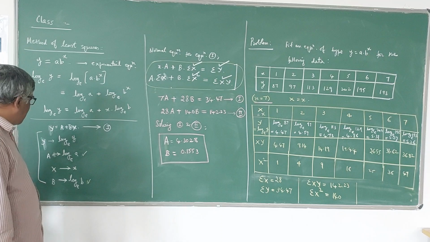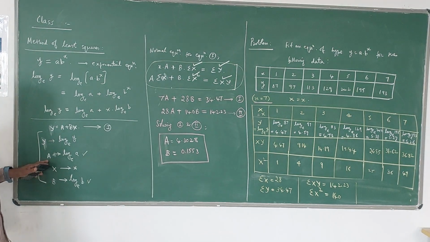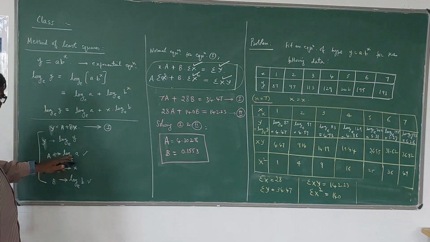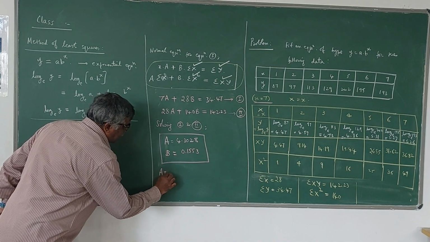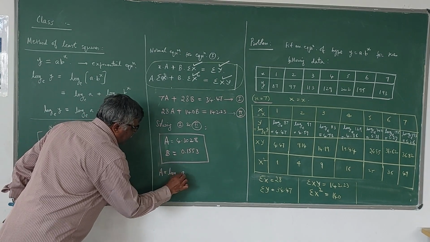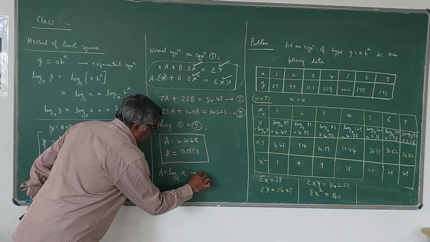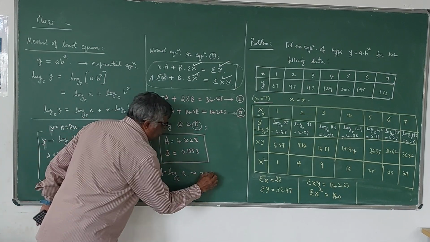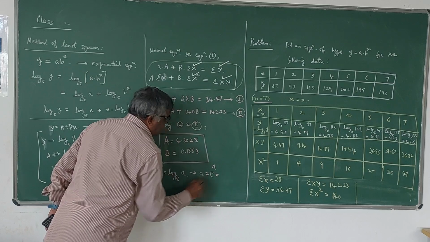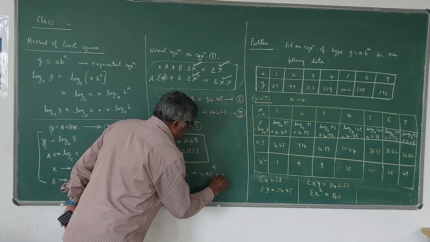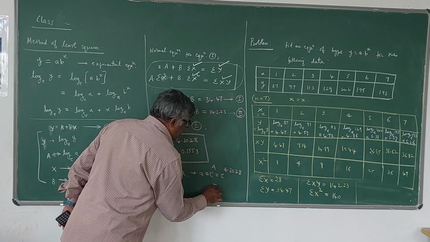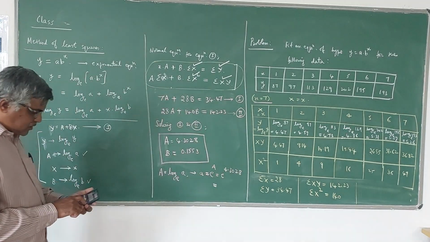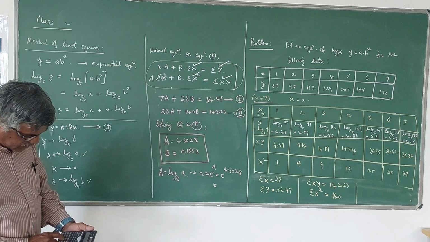But we have another relation. See here, capital A is nothing but log a to the base e. So therefore, small a is equal to e to the power of capital A, that is e to the power of 4.3028. We can get that value also from the calculator.